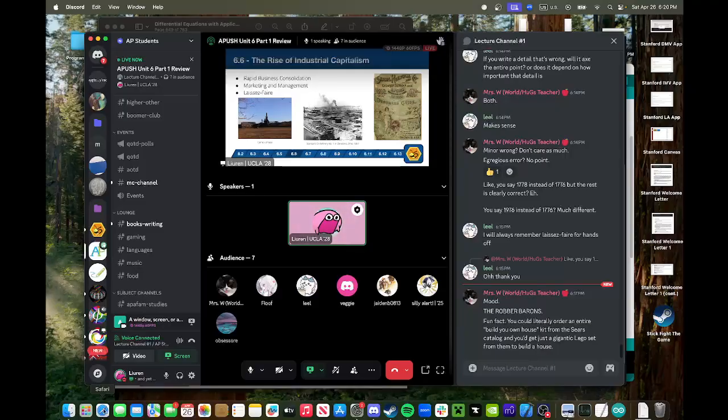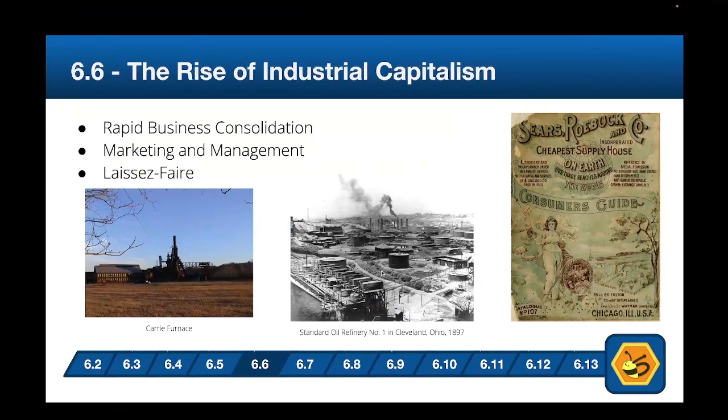Any questions so far? Because we're still not done with the rise of industrial capitalism. Looks like we don't have any more questions, so hopefully, I included a picture of these things: refineries, the Cary Furnace, which is at Homestead Steelworks, we'll mention that later, and also the Standard Oil Refinery in Cleveland. Again, you'll see, not quite good for the environment, but we don't care about the environment at this time, right?